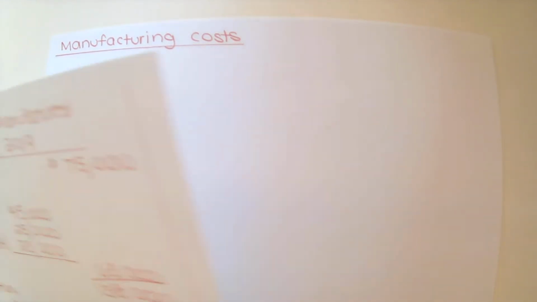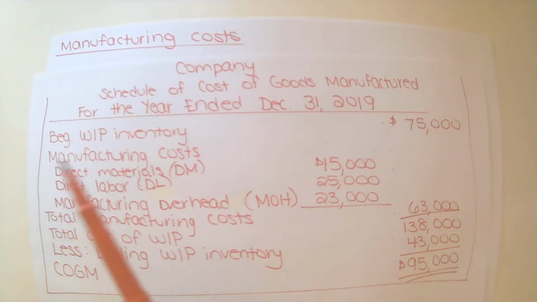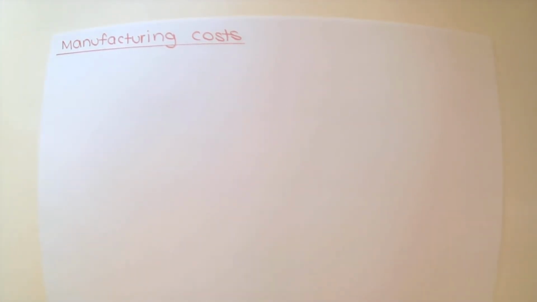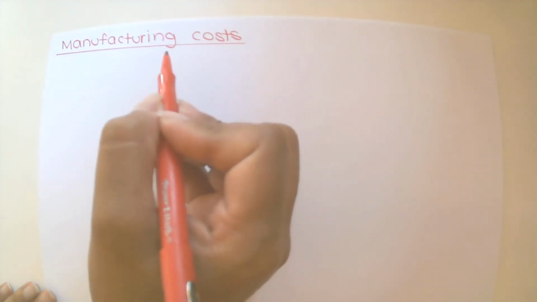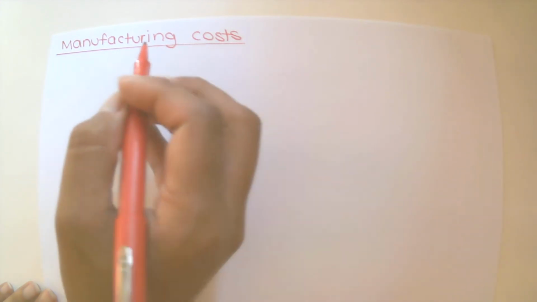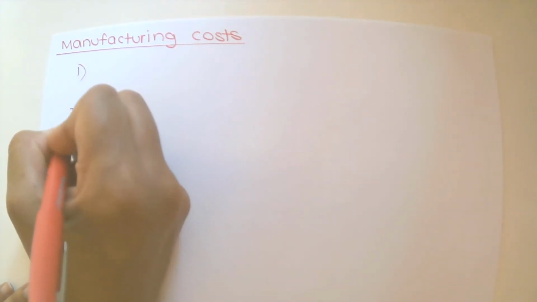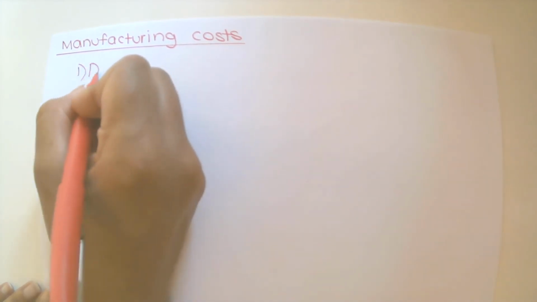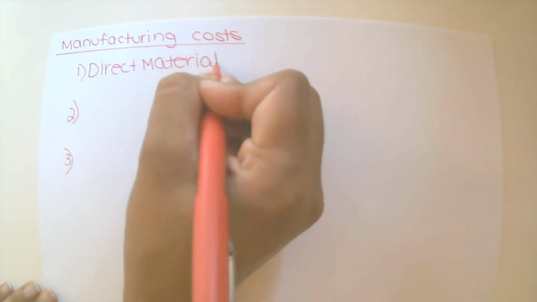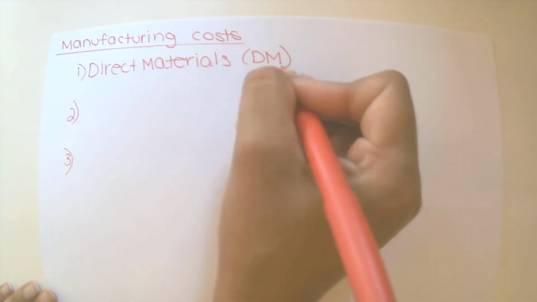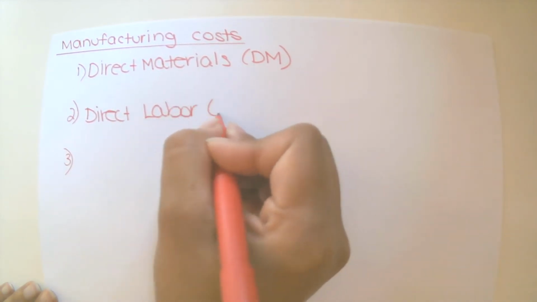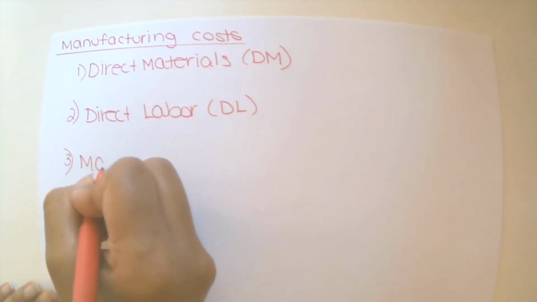Hello guys, as promised in the last video, we said we were going to go into more detail about the manufacturing costs, because that can be tricky. So companies that are making a product can categorize their manufacturing costs into three different categories. Direct materials, or as I call it, DM, direct labor, or DL, and then manufacturing overhead.